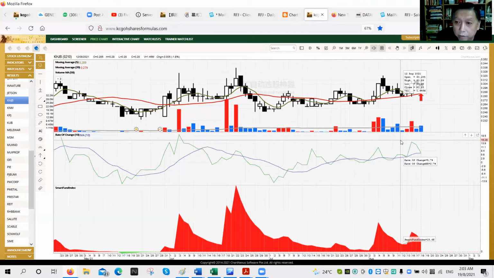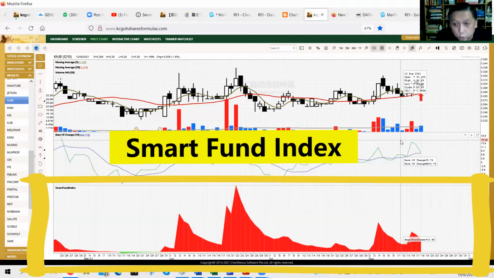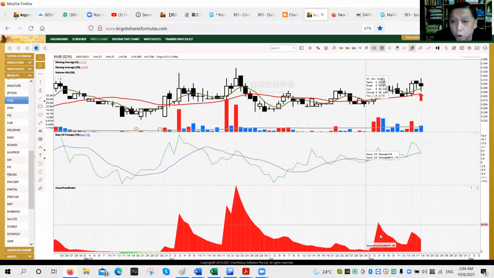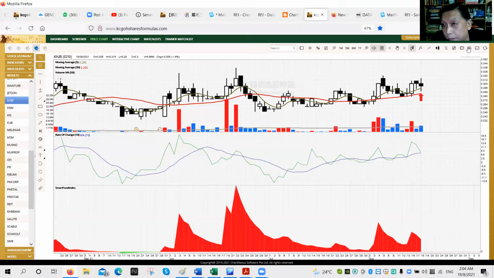For this video, I will only be doing the Smart Fund Index, to show you how to use it. First of all, after you log in, you need to refresh your chart. It's on the right hand side. There is a small button called refresh chart. So you just click it. This is to make sure that the chart is being updated.